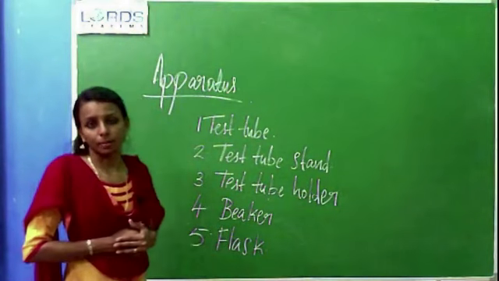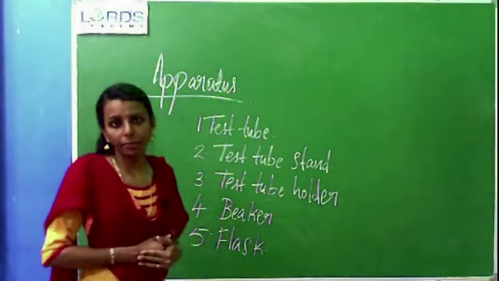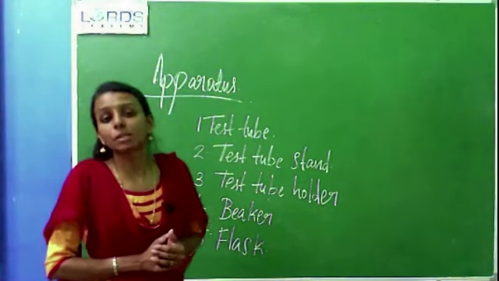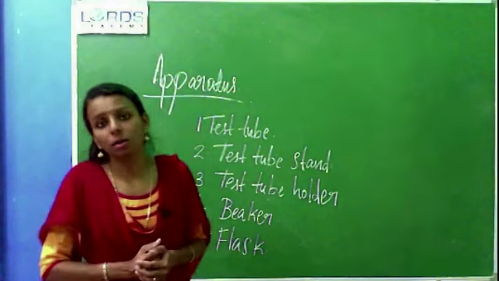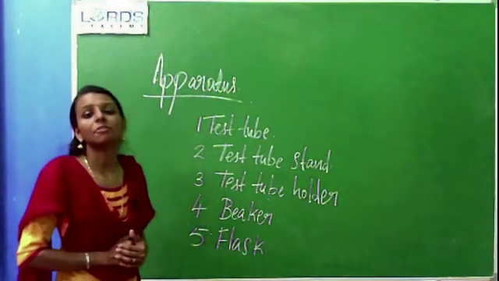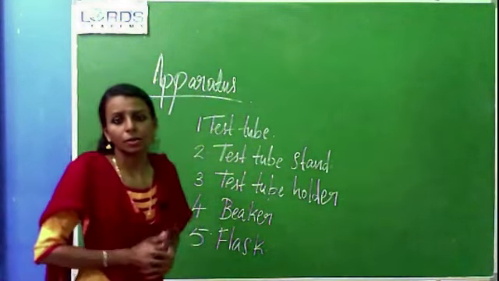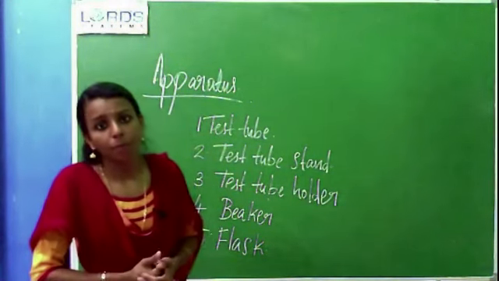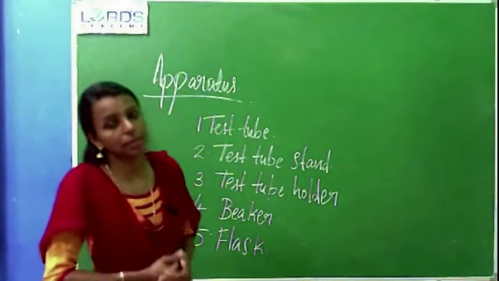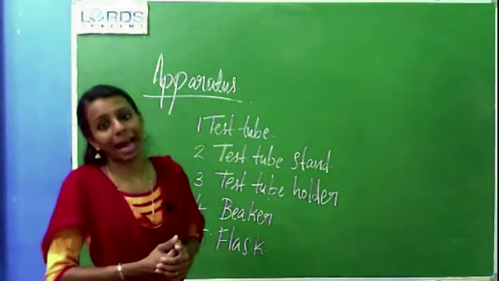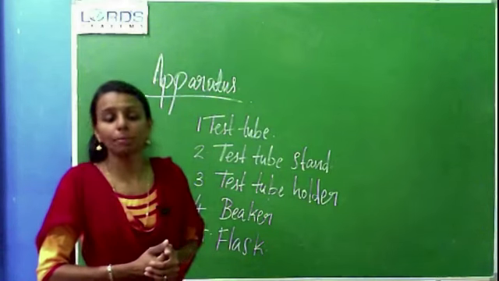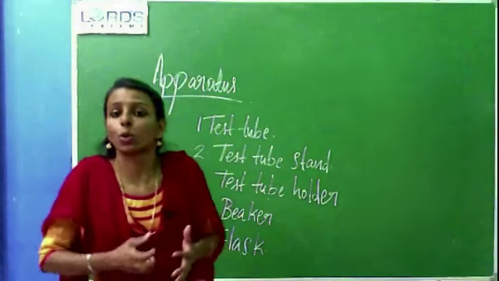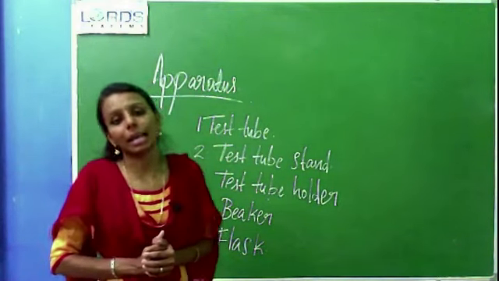Fourth one, beaker. Beaker is made up of glass. It is used to keep the solutions and prepare the solutions. Then the last one, flask. Flask is also made up of glass. Three types of flask are there: conical flask, round bottom flask, and flat bottom flask. What is the use of flask? The flask is used during experiments to hold sufficient quantities of chemicals.